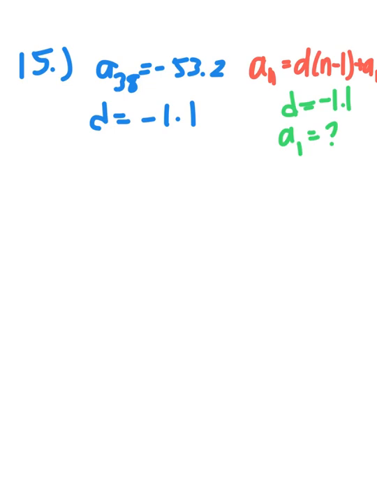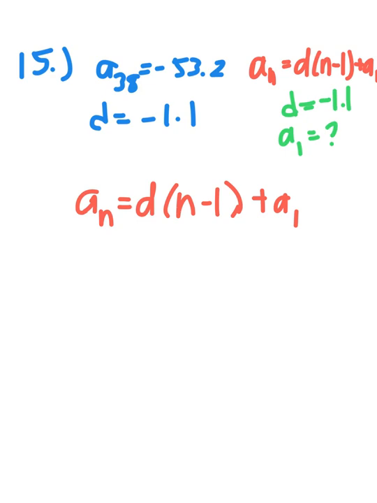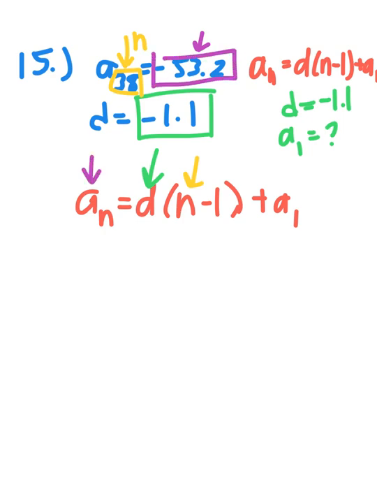So to find a sub 1, I'm going to take the formula a sub n equals d times n minus 1 plus a sub 1. I'm going to plug in what I do know. I know d is negative 1.1, so I'm going to plug that in for d. And I know that a sub 38 is negative 53.2. So 38 is the n value, so that's going to go in for n. And negative 53.2 is the a sub n value. So that's going to go in here.